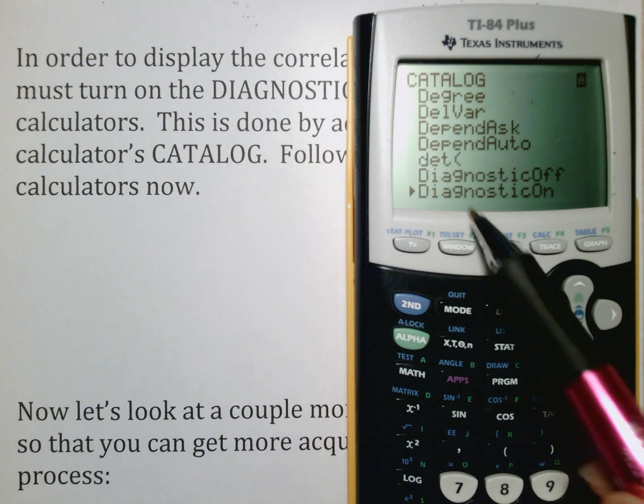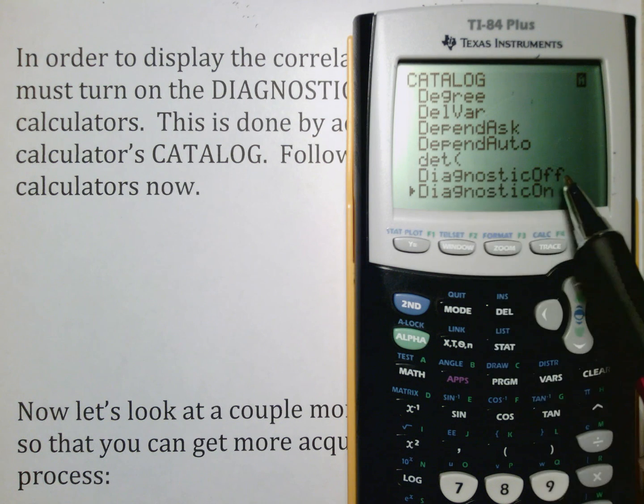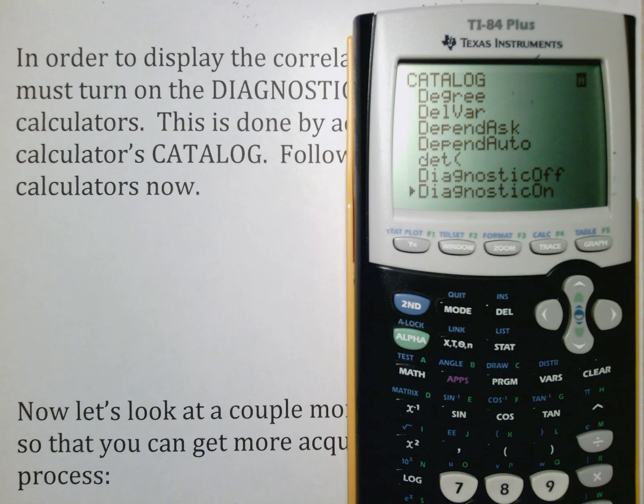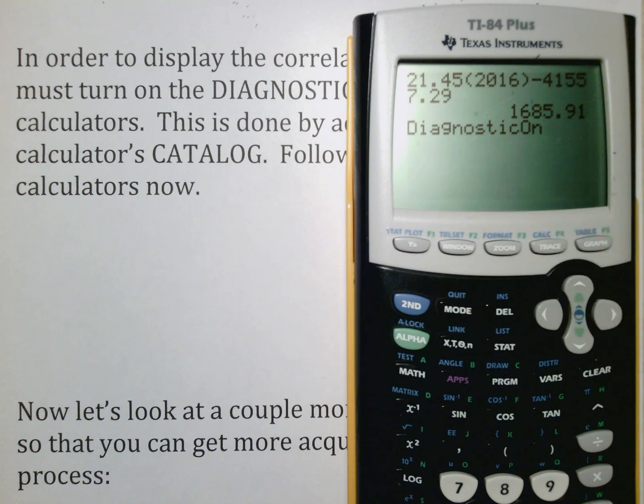And what you want to do is turn the diagnostic on. Diagnostic off if you don't want it, but right now we want to turn the diagnostic on, and in order to do that we hit enter, and you see that now diagnostic will be turned on. And of course you hit enter to make it happen.